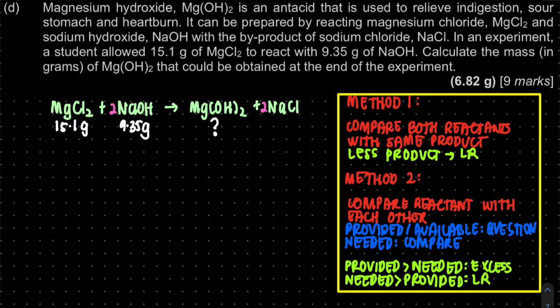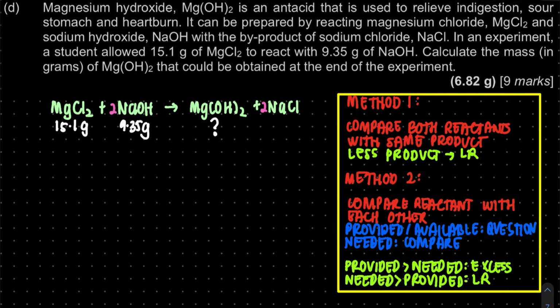There are two methods for determining the limiting reactant. The first method is actually you have to compare both of the reactants with the same product. In this case, for example, first I'm going to compare MgCl2 with MgOH2. So that's the first case. For the second case, I'm going to compare my sodium hydroxide again with the same product, which is my magnesium hydroxide. When you determine the values, you will get two different numbers of moles of our product. The lesser number of moles of product will be our limiting reactant.